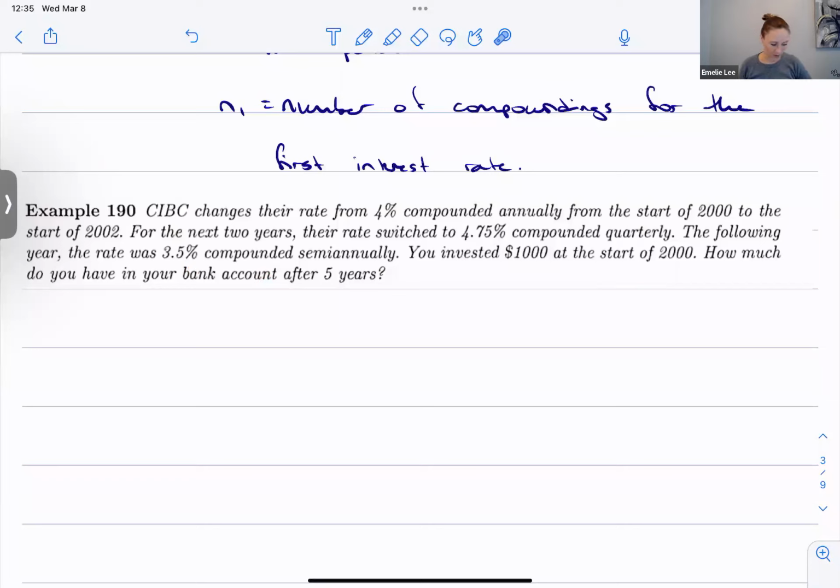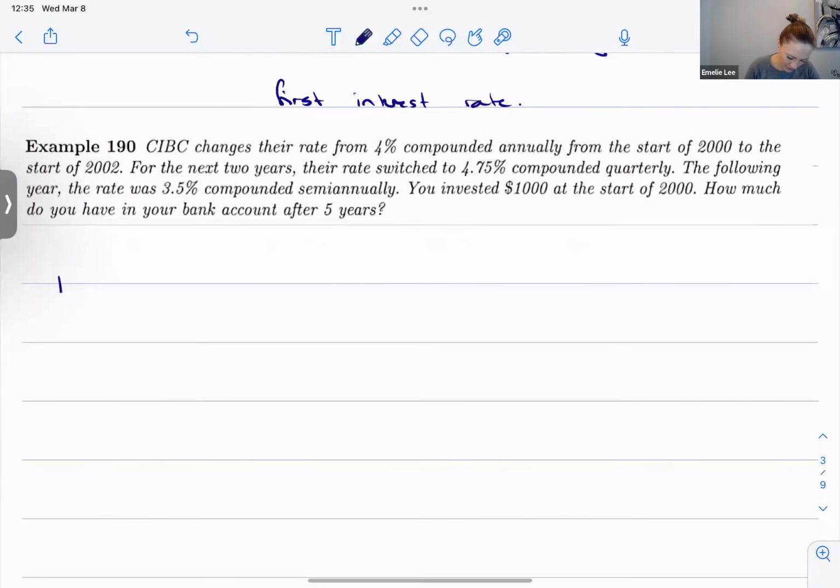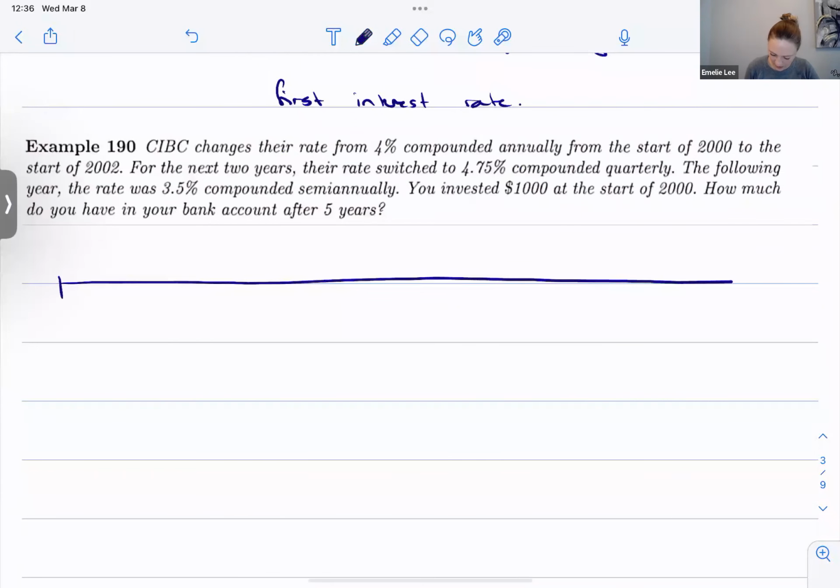Okay, so what we want to do is make a timeline from 2000 to 2005, for 5 years. And I'm going to have breaking points at each year. So 2000, 2005, 2001, 2002, 2003. Oh, I need a little bit more. Forgot about one. 2001, 2002, 2003, 2004. Good enough.